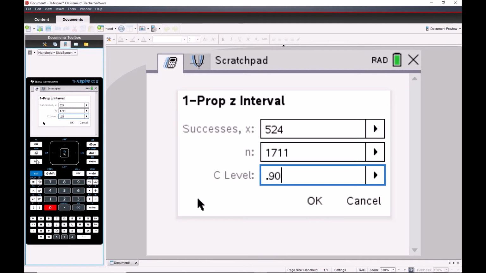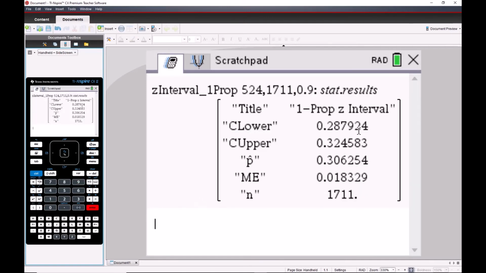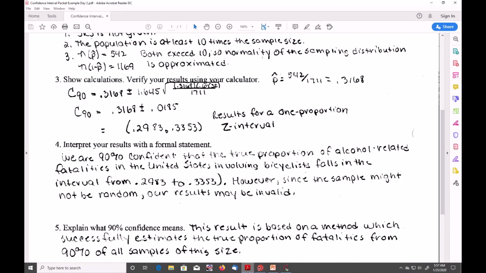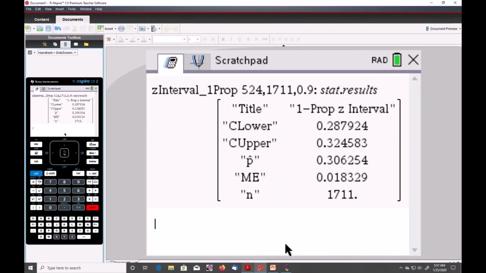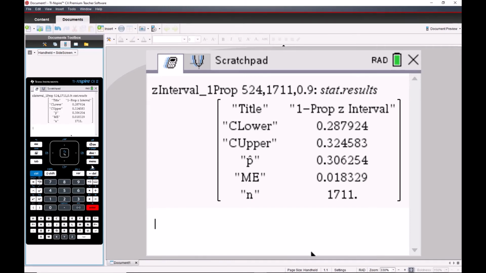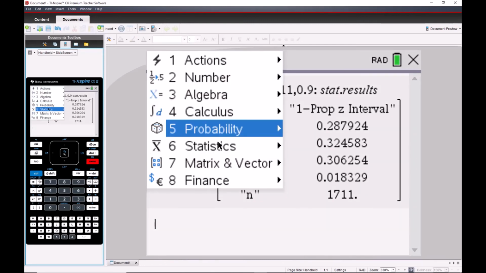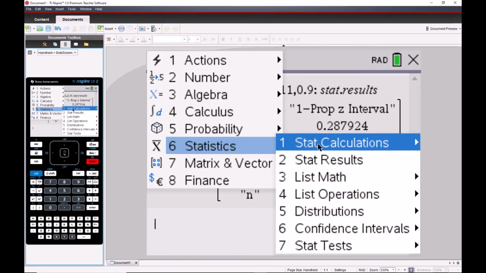Okay? Hit OK. All right, here is your lower bound, 0.2879. Your upper bound was 0.3246. I believe those were the numbers we got, or at least close. Let's just see if we're close. All right, something seems to be amiss. Let me just double check what my numbers were. Oh, it's 4-2. My bad. So let's go back and fix that. All right, it always helps to double check what you're doing.